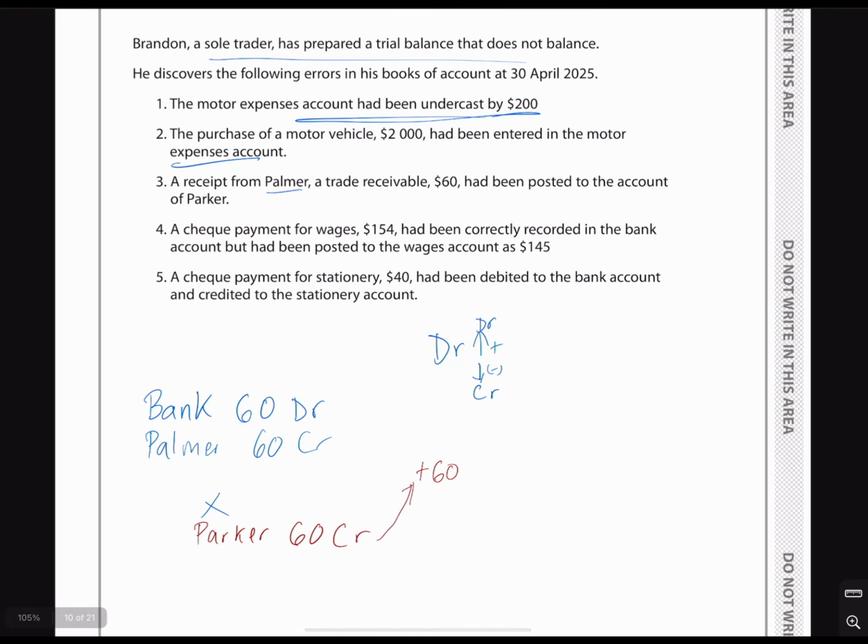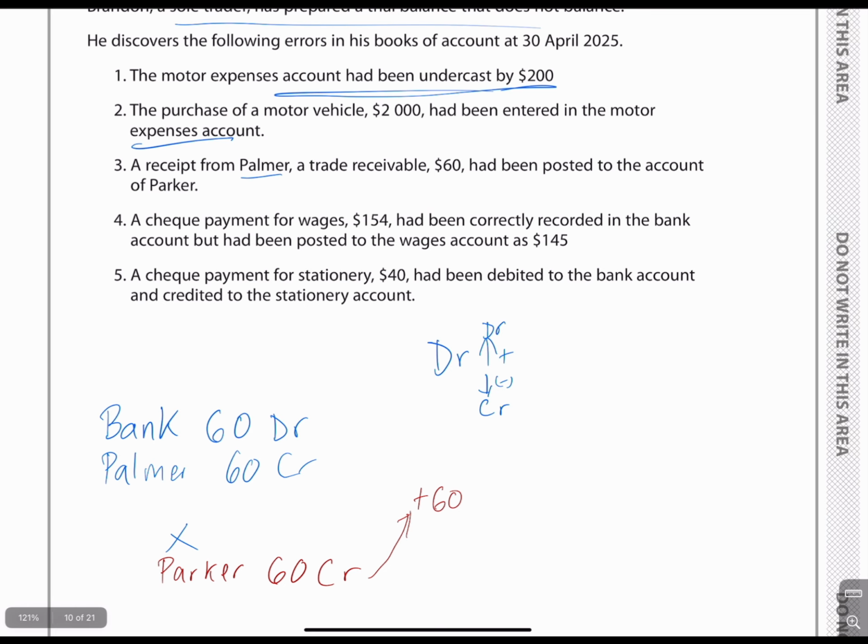Alright, number 4, a check payment for wages, 154, had been correctly recorded in the bank account but had been posted to the wages account as 145. The amount is correctly recorded in the bank account, so 154 is the correct amount. How do we know? It tells us that this is correctly recorded. So it was correctly recorded in the bank account, but had been posted to the wages account as 145.